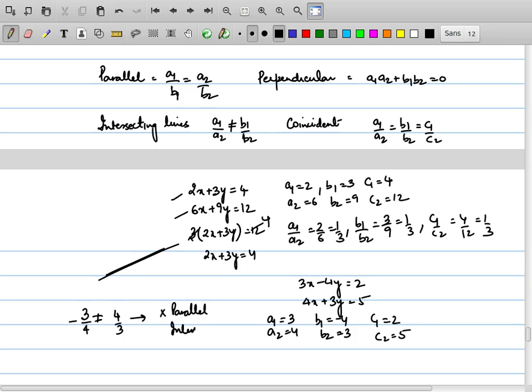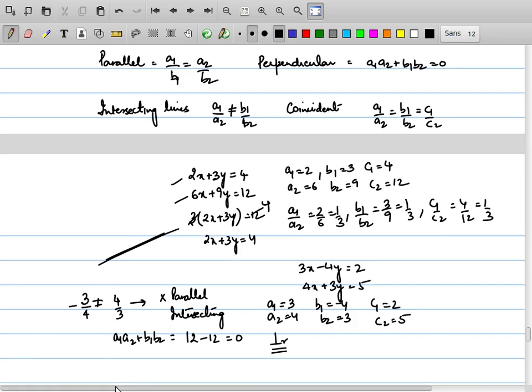But now, if they are intersecting, are they perpendicular? So for perpendicularity, what should we do? A1 A2 plus B1 B2. We should find this value. A1 A2 is 12. B1 B2 product is minus 12. This is coming out to be 0. Therefore, definitely the lines are perpendicular to each other. This is how we can predict the nature of the lines, whether the two given lines are parallel or perpendicular or simply intersecting or coincident.